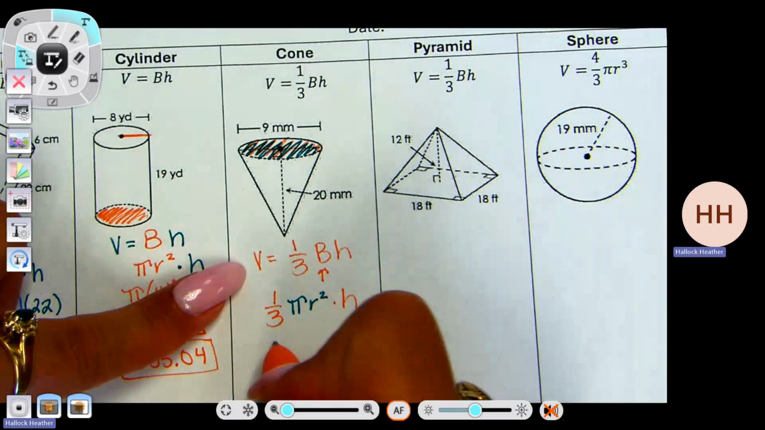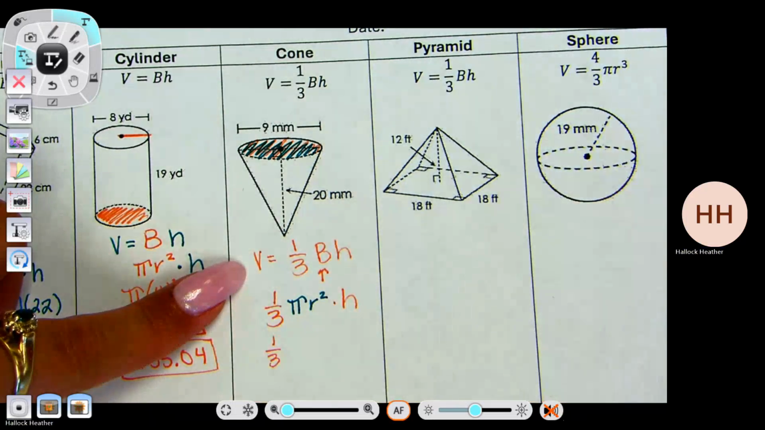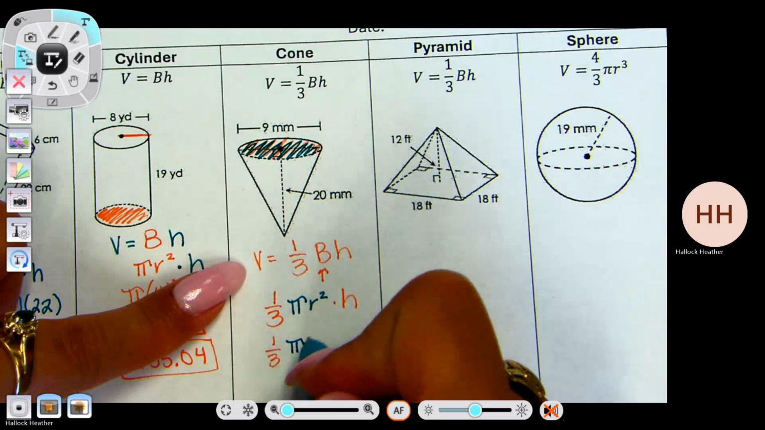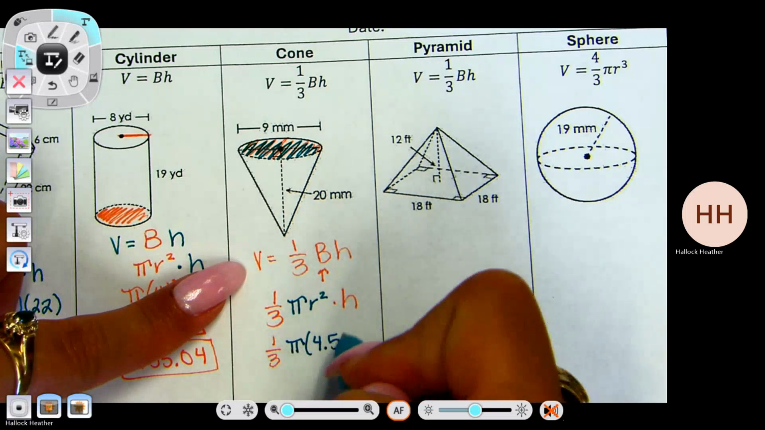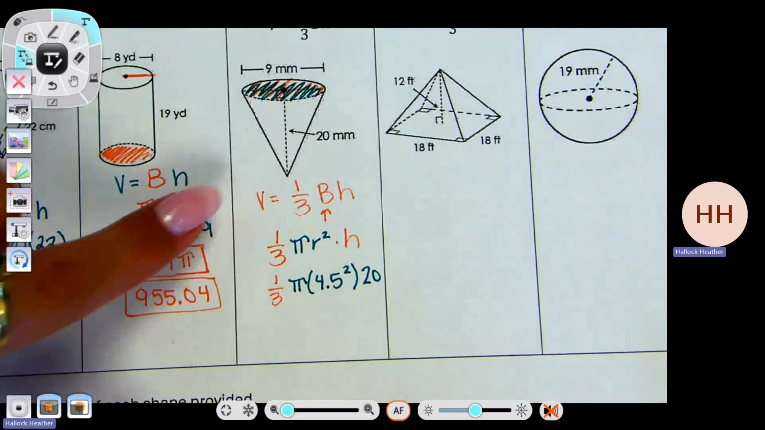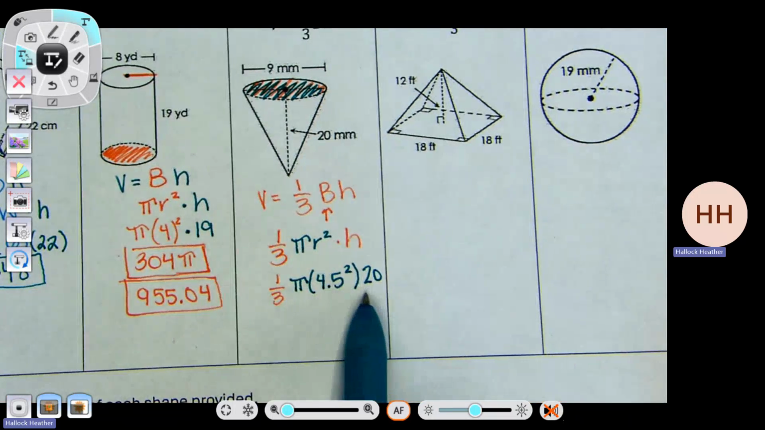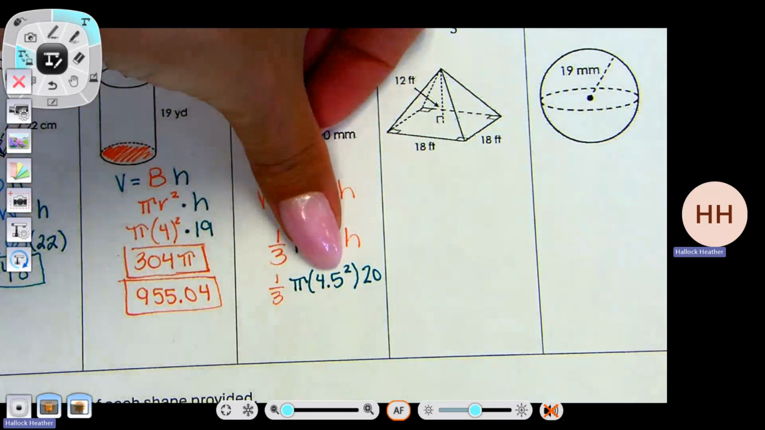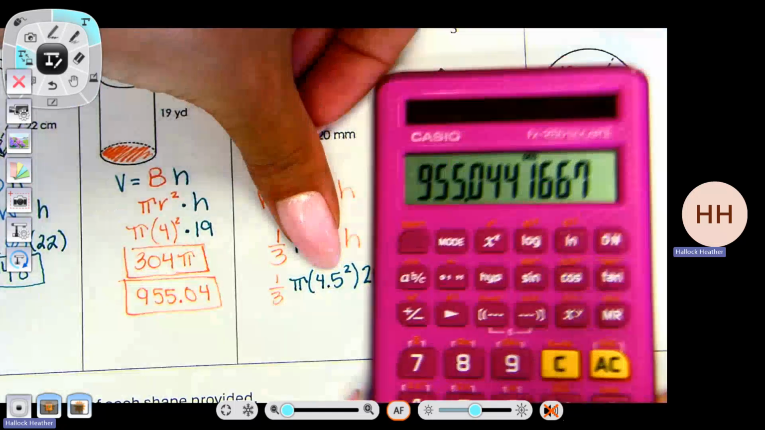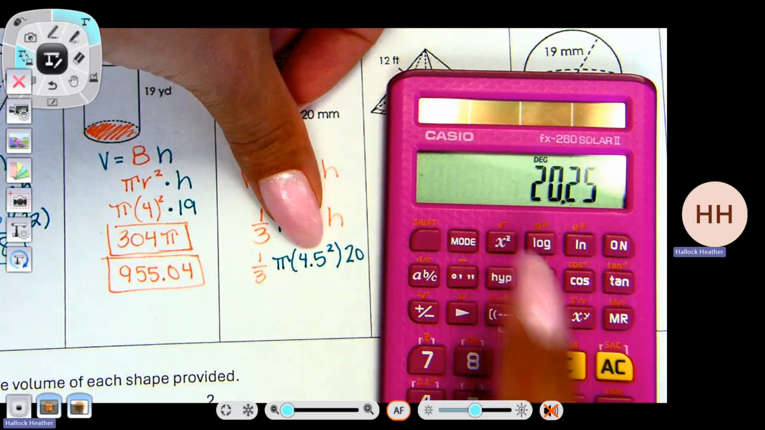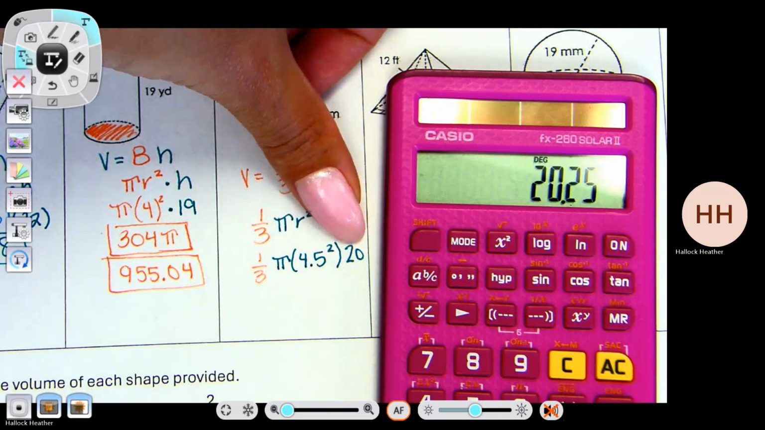Yes, we should. I don't know if we did. What's my radius? 4.5. And then H is 20. So it's the same thing. We're going to multiply by 1/3 in the end. So in the calculator, we're going to do 4.5 to the power of 2, 4.5 squared, times 20.